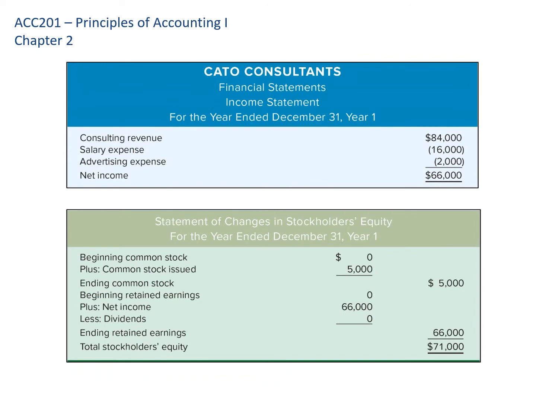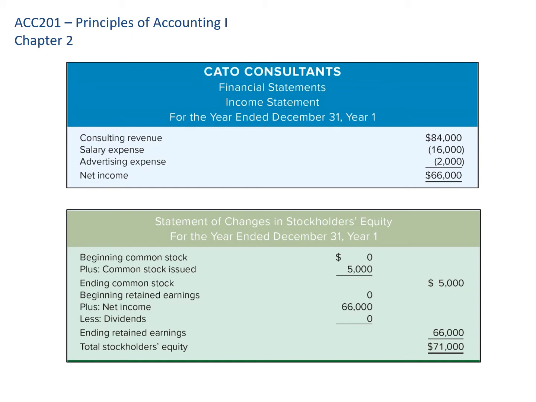So the first one here, we have our income statement. That's the one that we'll do first. So I had consulting revenue, and then I had two different expenses, salary expense and advertising expense. That results in net income of $66,000. Remember, net income is revenue minus expenses.